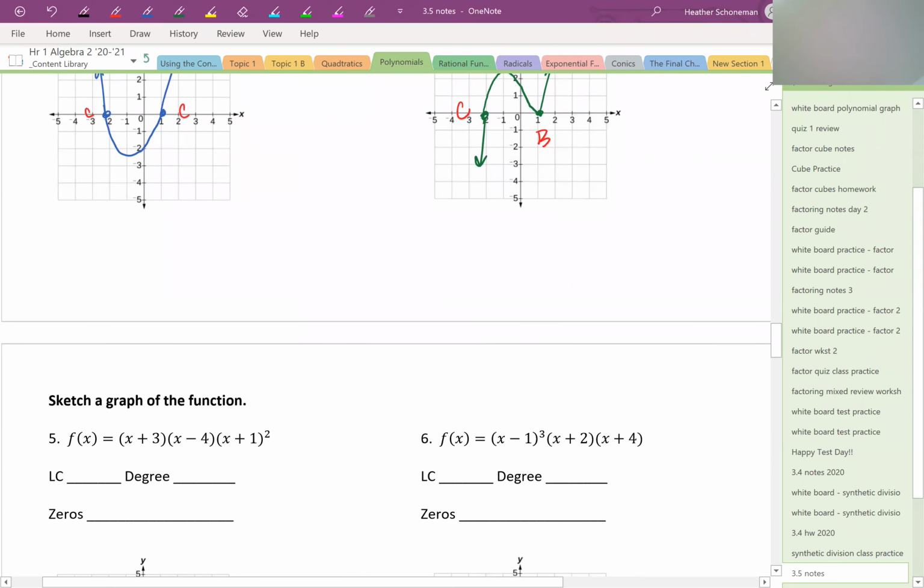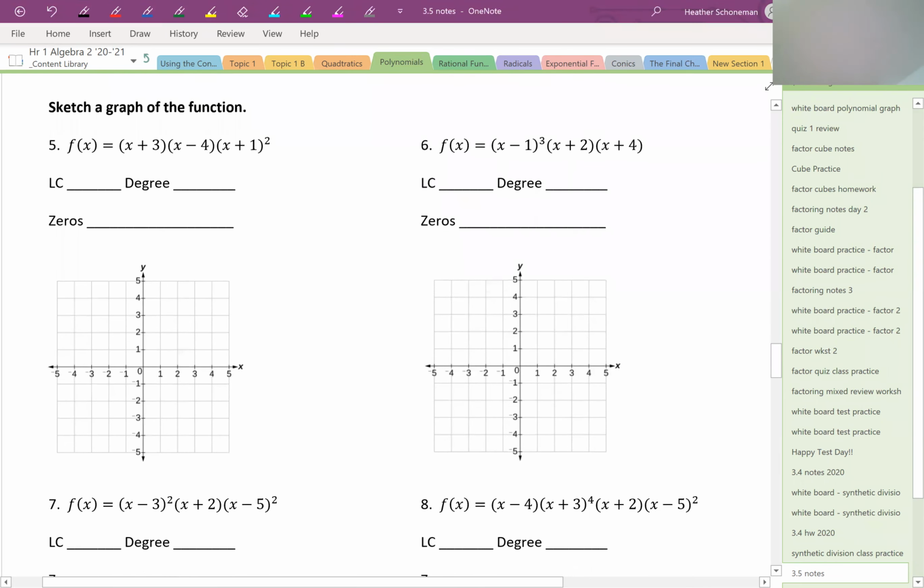All right, let's see if changing up the numbers clarifies any last confusion that we have. The leading coefficient on all of these is 1. Let's figure out the degree. There's 1 of these, 1 of these, and 2 of these for a grand total of 4. That's even, so they're both going up. My zeros would be -3, 4, and -1. They're both going up.